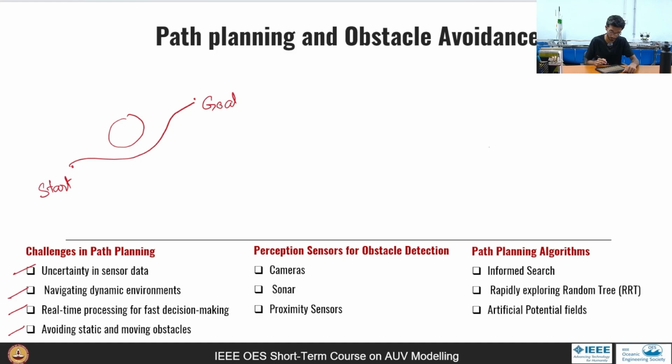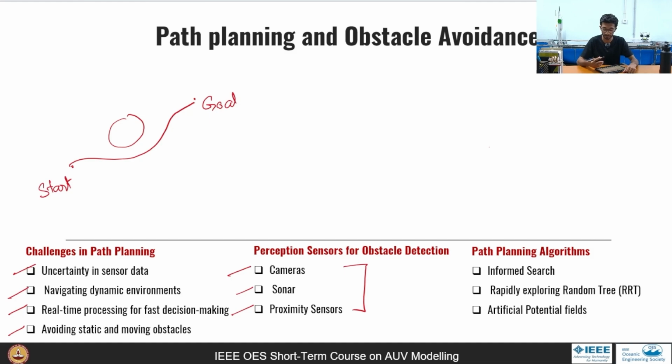We also have various sensors which allow us to do obstacle detection as we discussed in the perception module. The information from these sensors needs to be combined and we need to know the location of the obstacles with respect to the AUV's location at any given point in time. This will allow the AUV to successfully plan its path to reach its desired goal location.